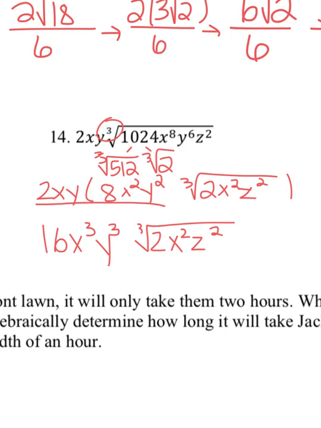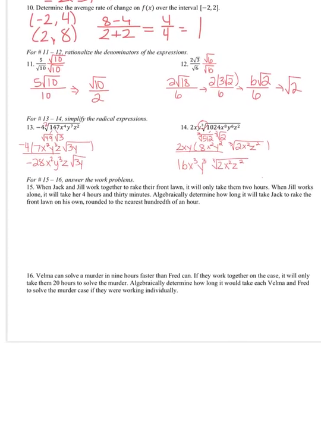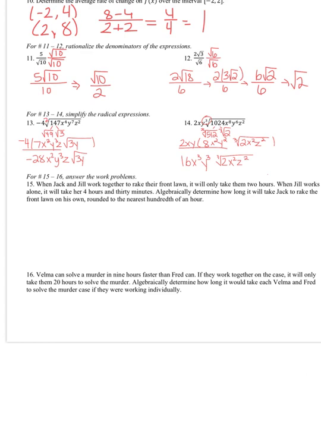And then we have 2 work problems on the bottom. So for number 15, when Jack and Jill work together, it takes them 2 hours to rake the front lawn. So we have Jack plus Jill equals both. So when they work together, it takes them 2 hours. When Jill works alone, it will take her 4 hours and 30 minutes, or 4.5 hours. So I'm going to write 4.5. How long does it take Jack?